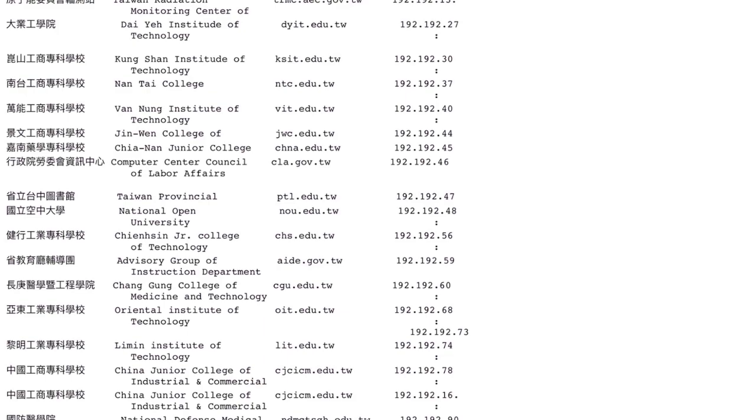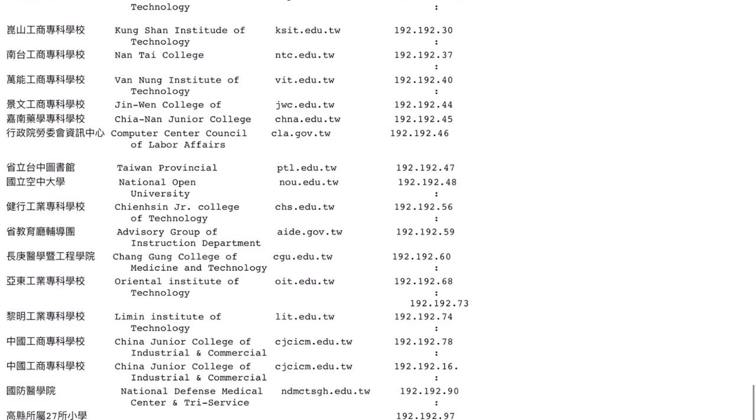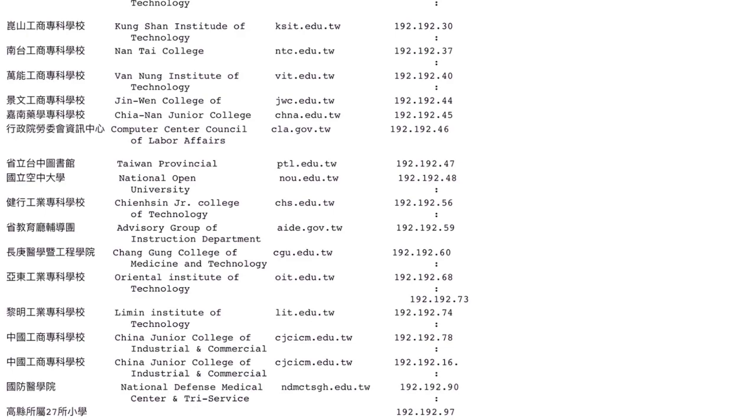For example, the first one is Daye Institute of Technology. This is a university, and it only gets, I think, three: 192.127.20, .28 and .29. It only gets three class C networks, and a class C network is only about 250 IPs each, so about 700 IPs for this institute.